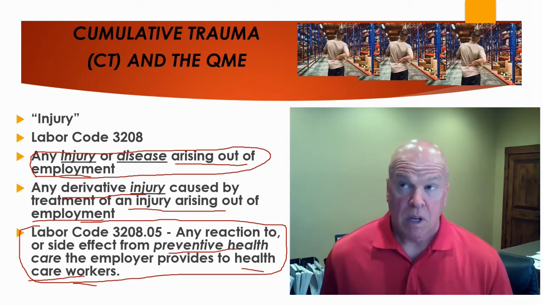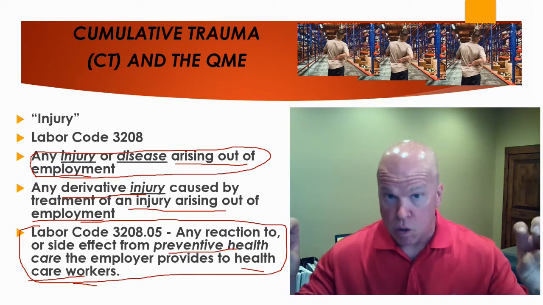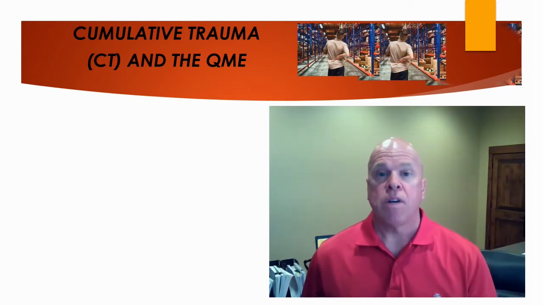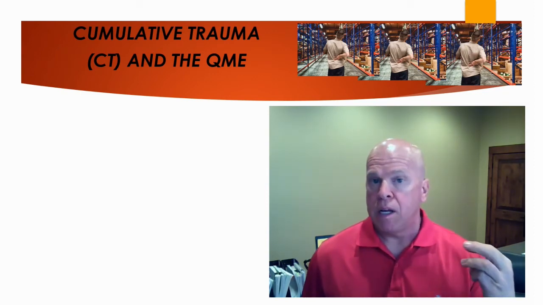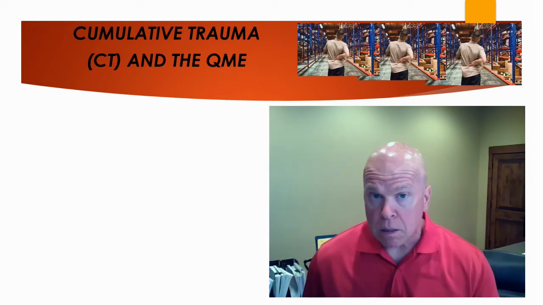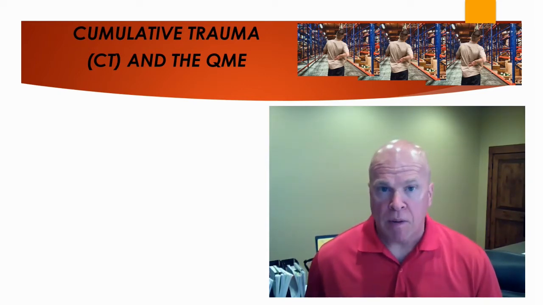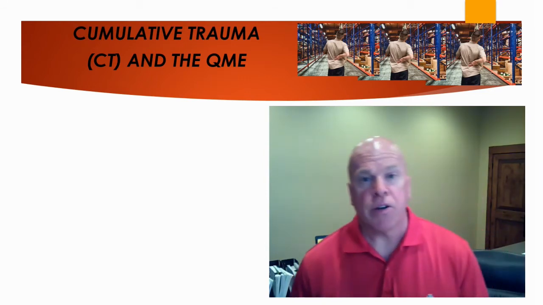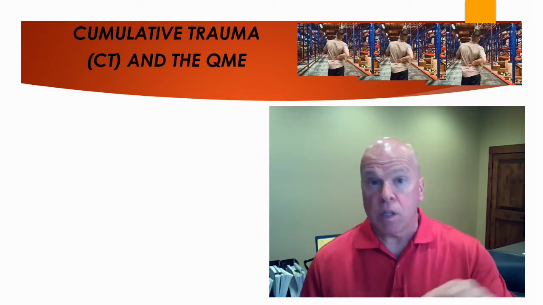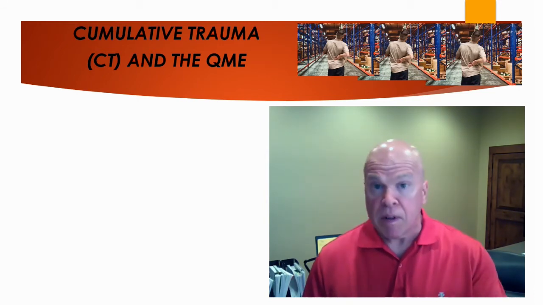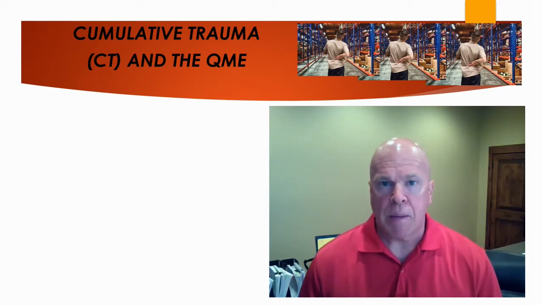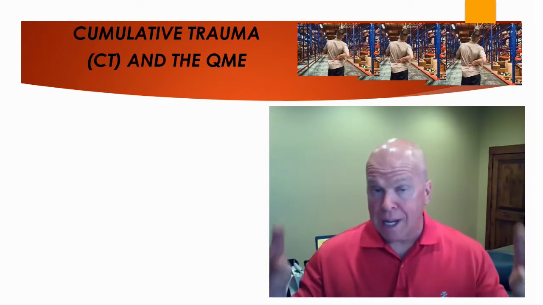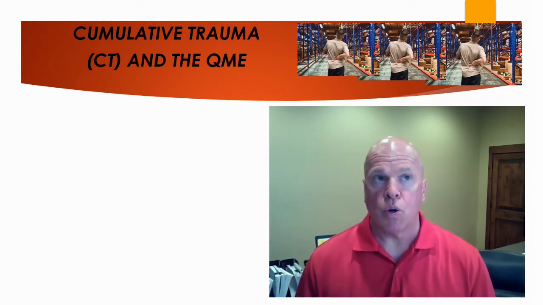Let's delve a little bit deeper into what actually constitutes, therefore, an injury. So, under Labor Code 3208, any injury or disease that arises out of employment, any derivative injury, or any reaction to or side effect from preventive health care. These are the three scenarios that qualify for injury in the California workers' compensation system. So imagine this: you're a qualified medical evaluator and you're trying to determine, does the examinee have an injury or disease arising out of employment? Does he have a derivative injury caused by treatment? Or does the examinee have a reaction to or side effect, any of which could constitute an injury under California workers' compensation? So this is very, very difficult.